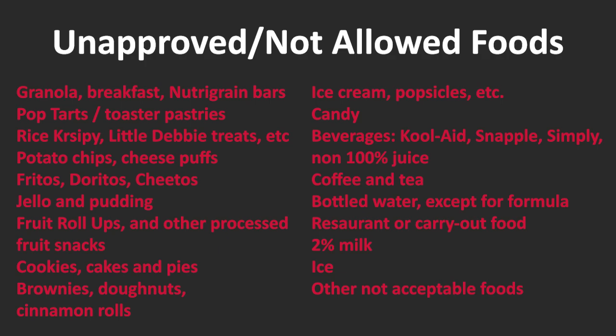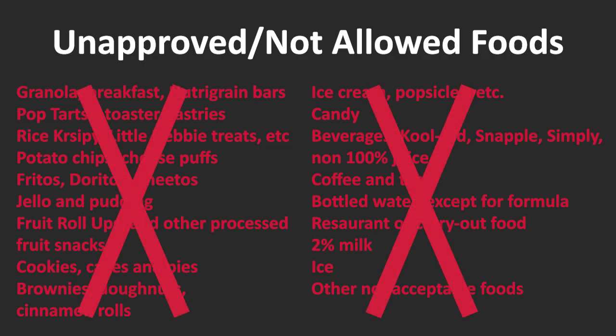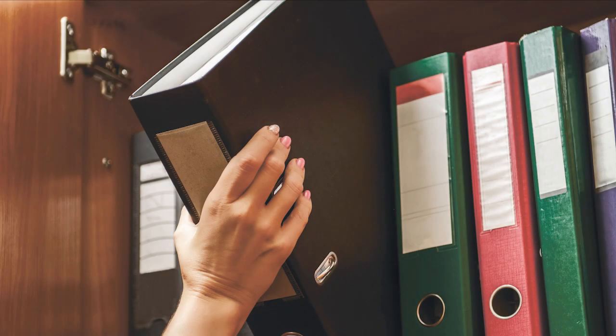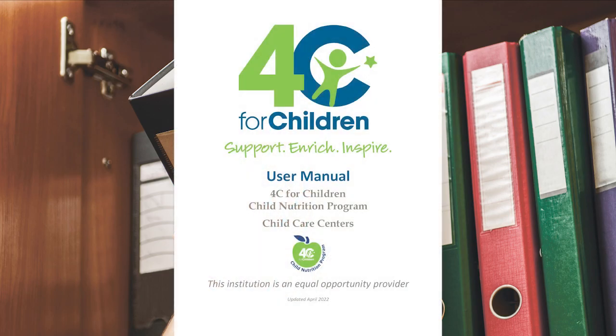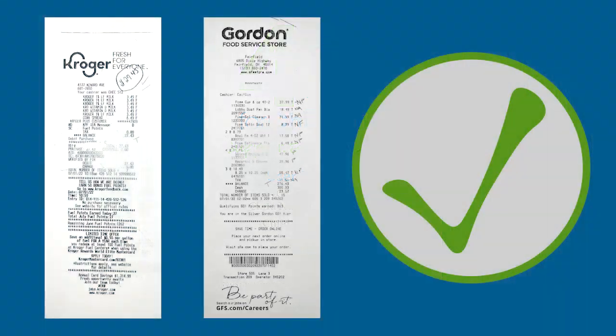Fruit roll-ups and similarly processed fruit snacks are not allowed. Beverages that are not 100% juice drinks are not allowed. This includes Kool-Aid, Snapple, all the Simply brands. And bottled water is not allowed unless it's noted for infant formula. You can find this list of items unapproved and not allowed in your user manual. Be sure to check your receipts closely so your claim is accurate.